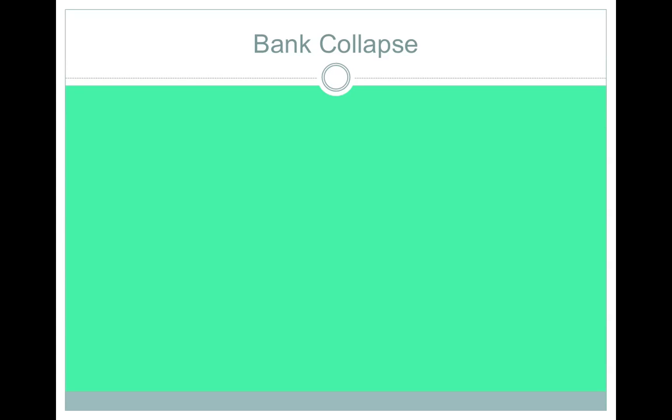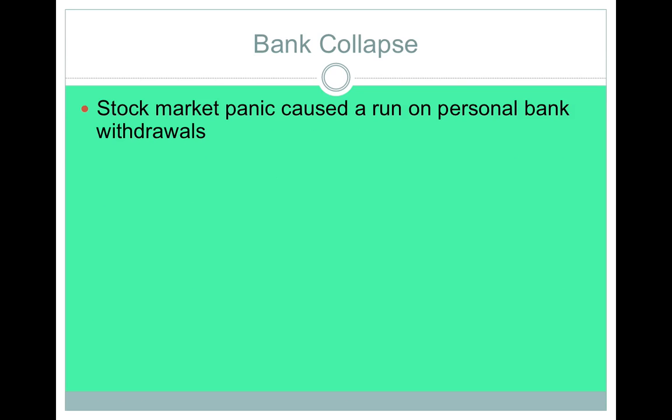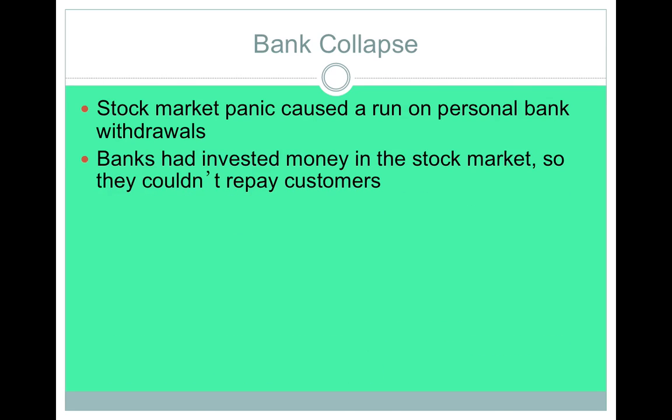Bank collapse is the other part of this that's related. The stock market panic causes a run on personal bank withdrawals, which means people go to the bank, they ask for their money back. The problem is that banks have invested individuals' money in the stock market, which means they don't have enough money to repay their customers. In 1929, if a bank doesn't have enough money to repay its customers, it closes, and people just lose their money. There's no insurance, there's no Federal Deposit Insurance Corporation. That was created during the New Deal to help fix this problem.